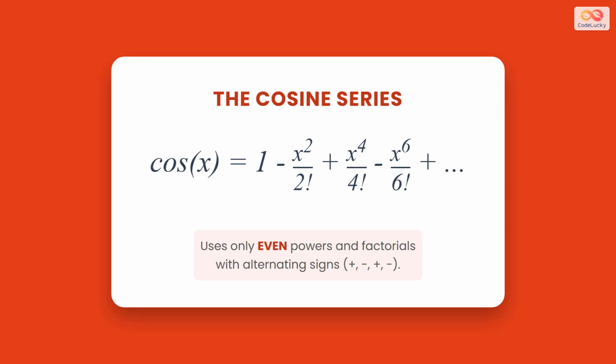Consequently, the cosine series keeps only the even powers: 1, x squared, x to the fourth, and so on. Like sine, the signs alternate and the factorials match the powers. It is the perfect complement to the sine series.